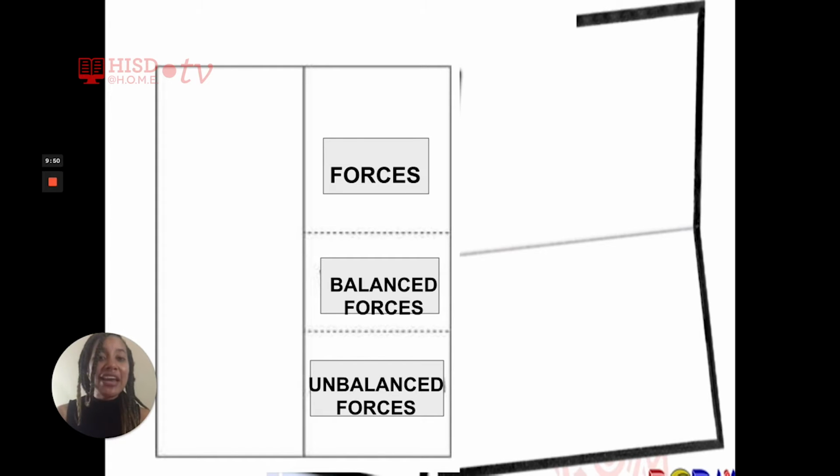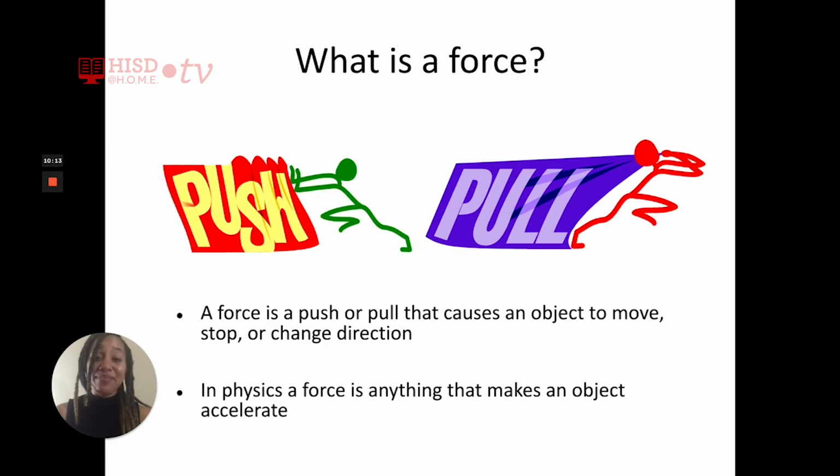If you're just joining us, we're creating foldables so that we can begin to discuss our TEAC 8.6a, Balanced and Unbalanced Forces. You're down to your last 10 seconds to create your foldable. And now you're down to your last 5. So let's begin. So what is a force?